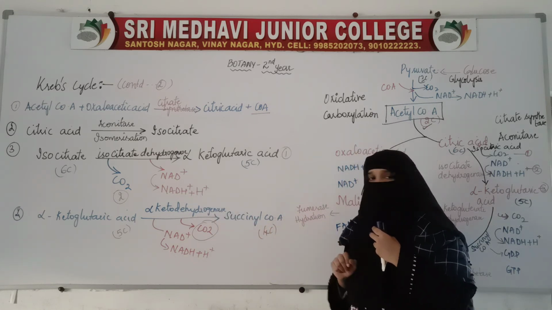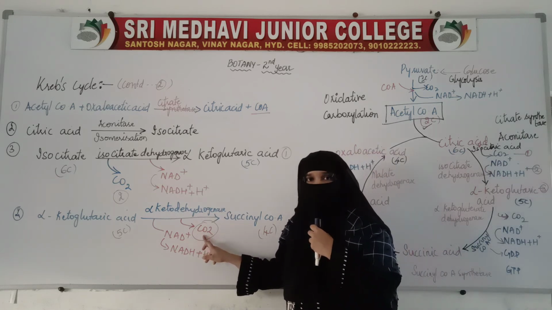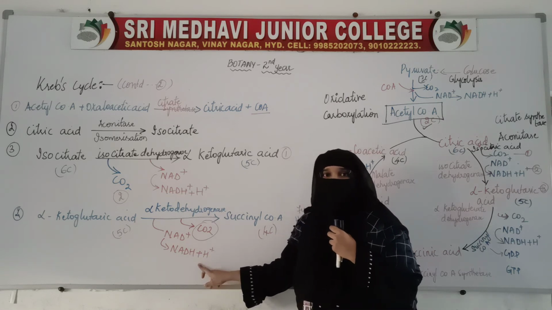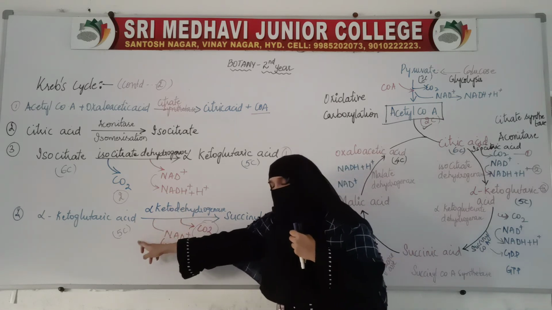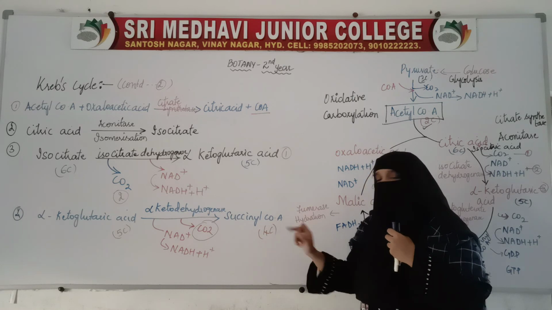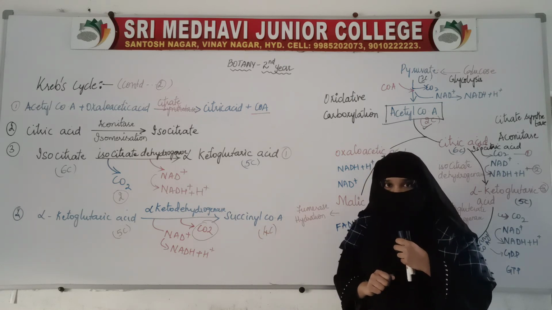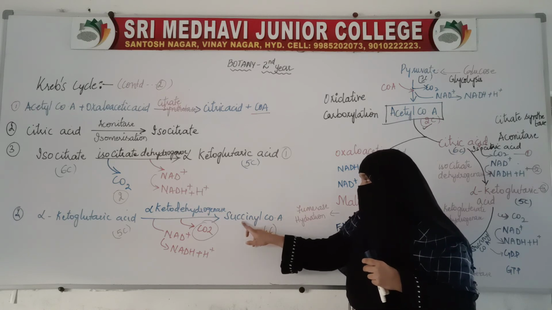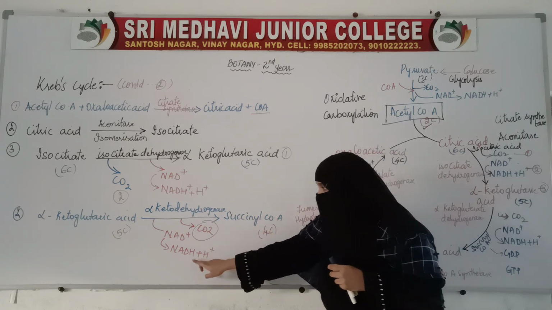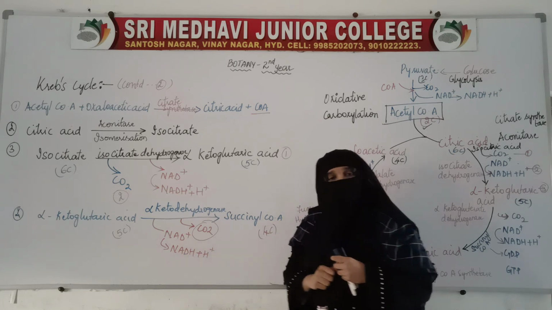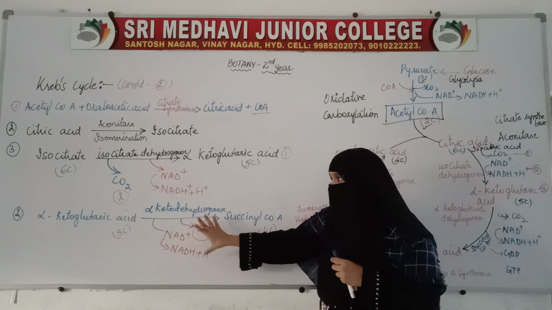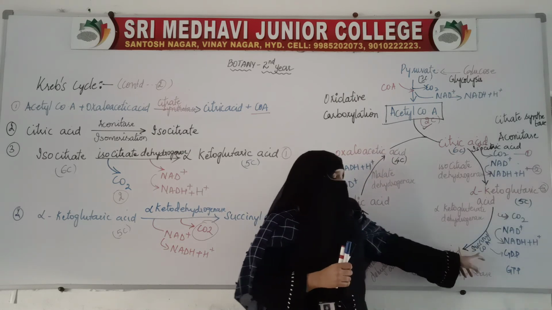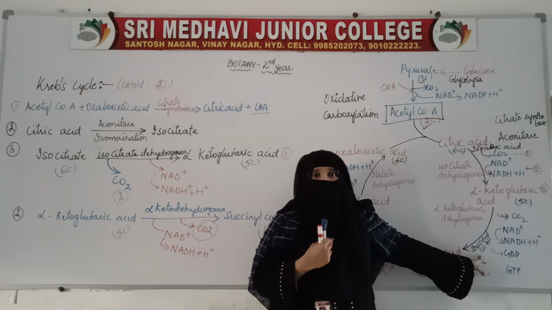So along with this, what is happening? A molecule of carbon dioxide is released and NAD plus is reduced to NADH plus H plus. So the 5-carbon compound has changed into a 4-carbon compound. Now the products which we get are succinyl coenzyme A, carbon dioxide and NADH plus H plus. So this happened during this 4th reaction. Now coming to the 5th reaction, we will see in another video.